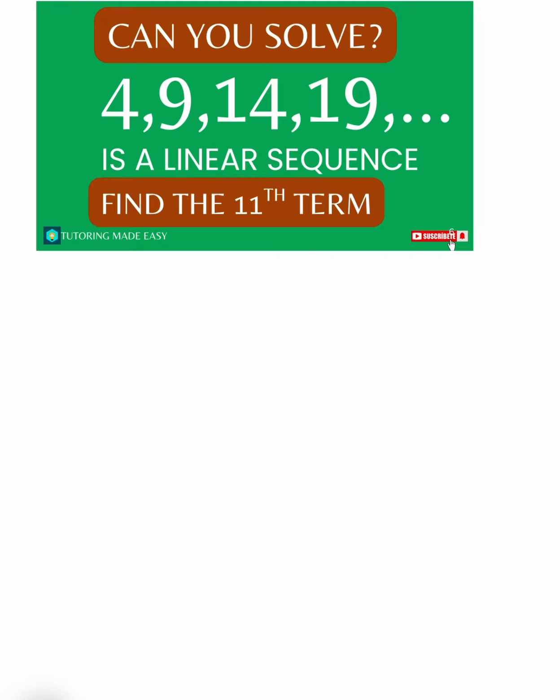In today's video, we're being asked to solve this particular problem. Now, if you look on the screen, we have a certain sequence of numbers. We first have the number 4, there's also another number 9, another number 14 and 19, and so on and so forth. And we're being asked to find the 11th term. We have to find the 11th term.